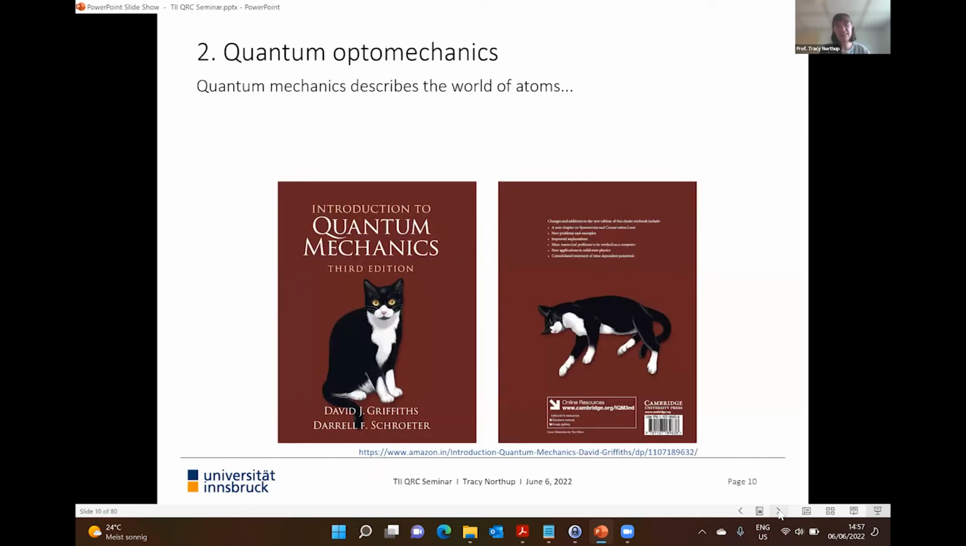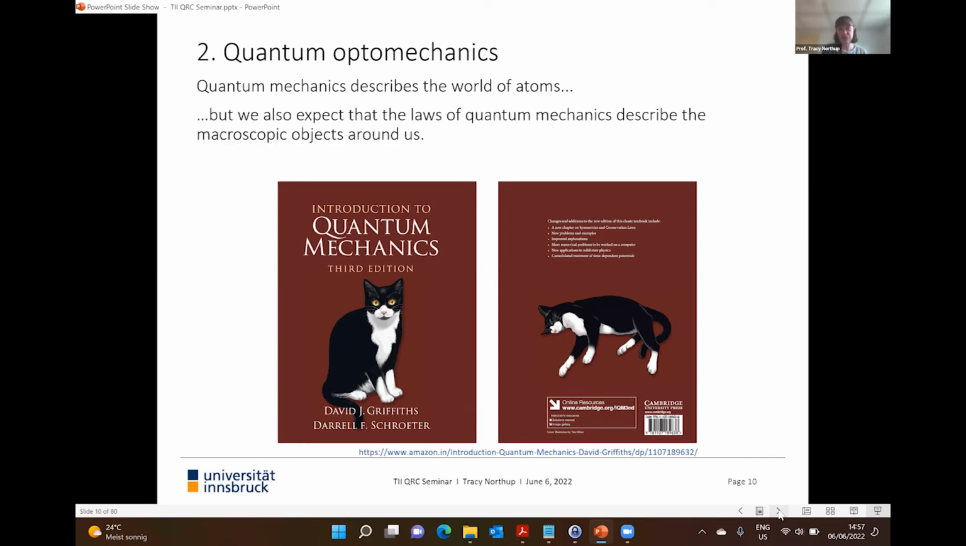And on the other hand, I want to talk about quantum optomechanics. And so as we know, quantum mechanics describes the world of atoms. When I took quantum mechanics, I had an earlier version of this textbook, but it still had a live cat on the front cover and a dead cat on the back cover, kind of reminding us or asking us to think about the strangeness of this idea of Schrodinger's cat.